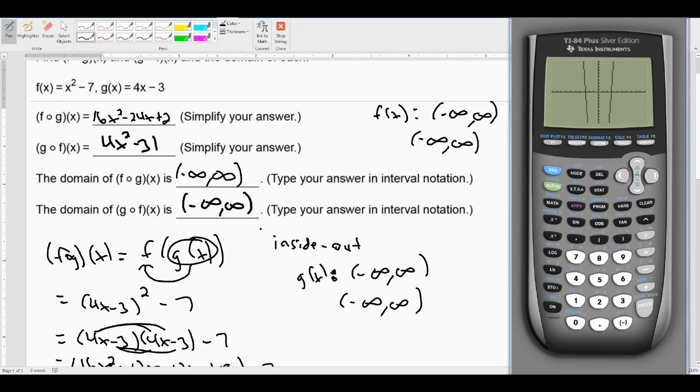And that's it. So make sure when you find the domain, you do the inside function, then you do the whole function, and see what they have in common.